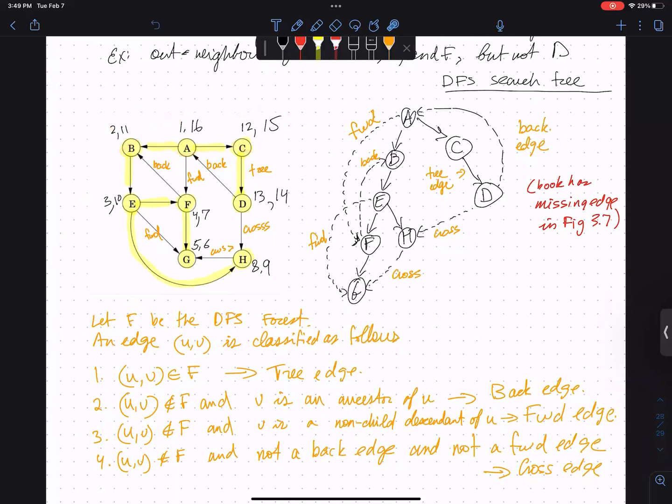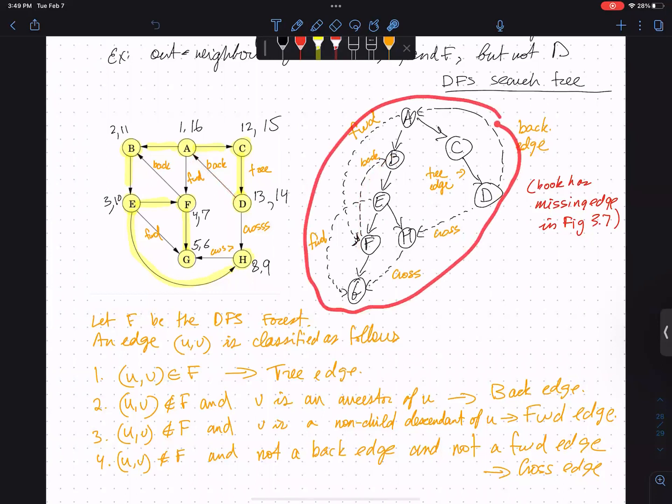So given that, it's not clear how one checks if there's a forward edge. How do I check what type of edge it is? I can check if it's a tree edge just by remembering which edges I explored along. That's easy enough. That's what's in yellow here. But to see if the path is in the forest and search tree, that's not clear, because we didn't build this tree.